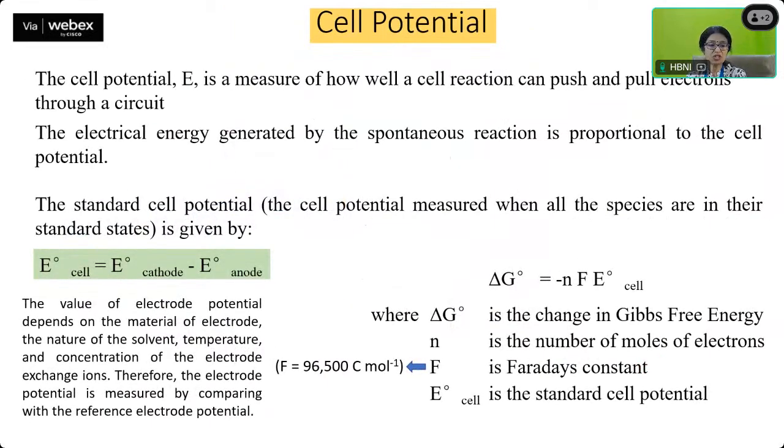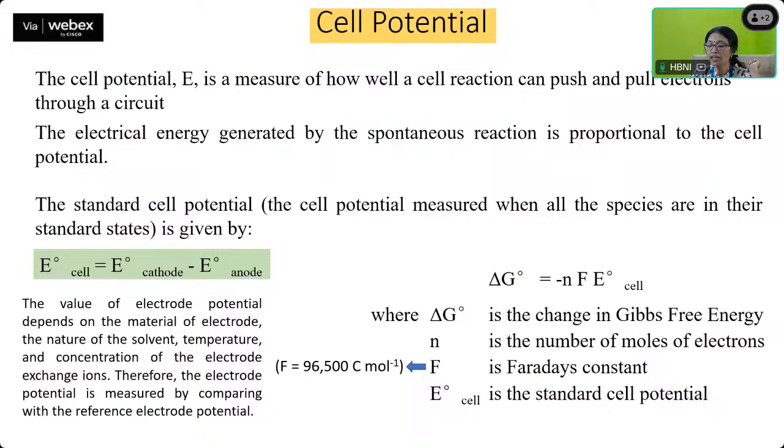And then the cell potential. There is another very important concept, which is cell potential. This is a measure of how well a cell reaction can push or pull electrons through a circuit. The electrical energy generated by the spontaneous reaction is proportional to the cell potential. Okay, so the standard cell potential is given by the difference between the potential for the cathode, minus that of the anode.